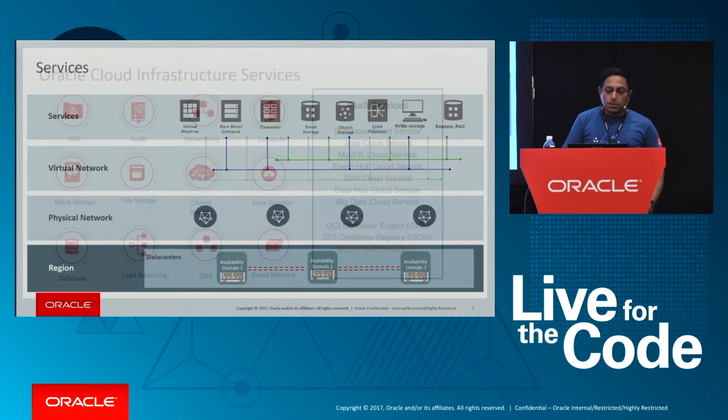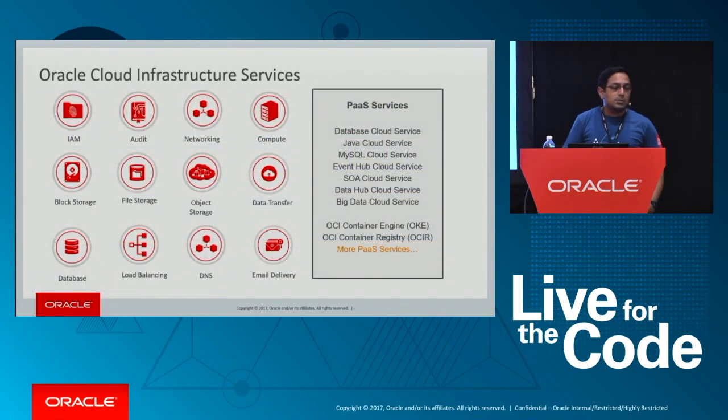So this provides us a list of infrastructure services that we have on OCI, as we call it. And we are starting to roll out what we call PaaS services as well. So last week, we rolled out what we call the Oracle Container Engine. So that's basically our managed Kubernetes as a service. So you don't need to build this from scratch yourself.